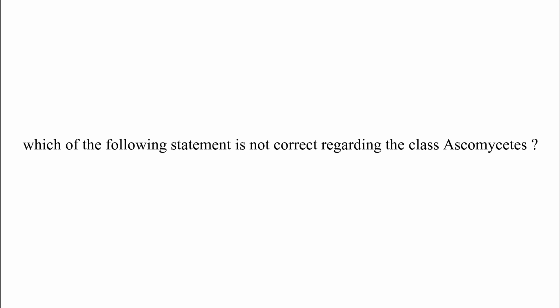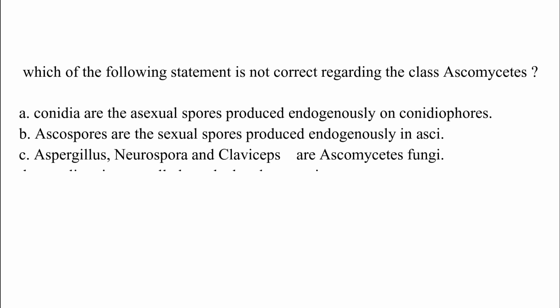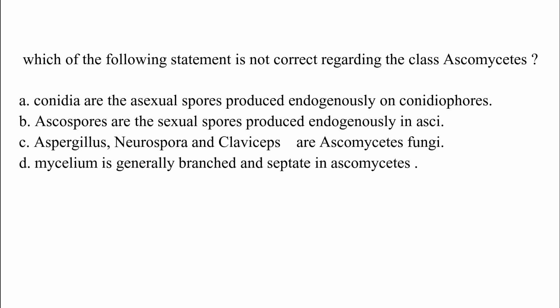Which of the following statements is not correct regarding the class Ascomycetes? Option A, conidia are the asexual spores produced endogenously on conidiophore. Option B, ascospores are the sexual spores produced endogenously in asci. Option C, Aspergillus, Neurospora and Claviceps are ascomycete fungi. Option D, mycelium is generally branched and septate in ascomycetes. The correct answer is option A, which is conidia are the asexual spores produced endogenously on conidiophore. This statement is incorrect regarding the class Ascomycetes.